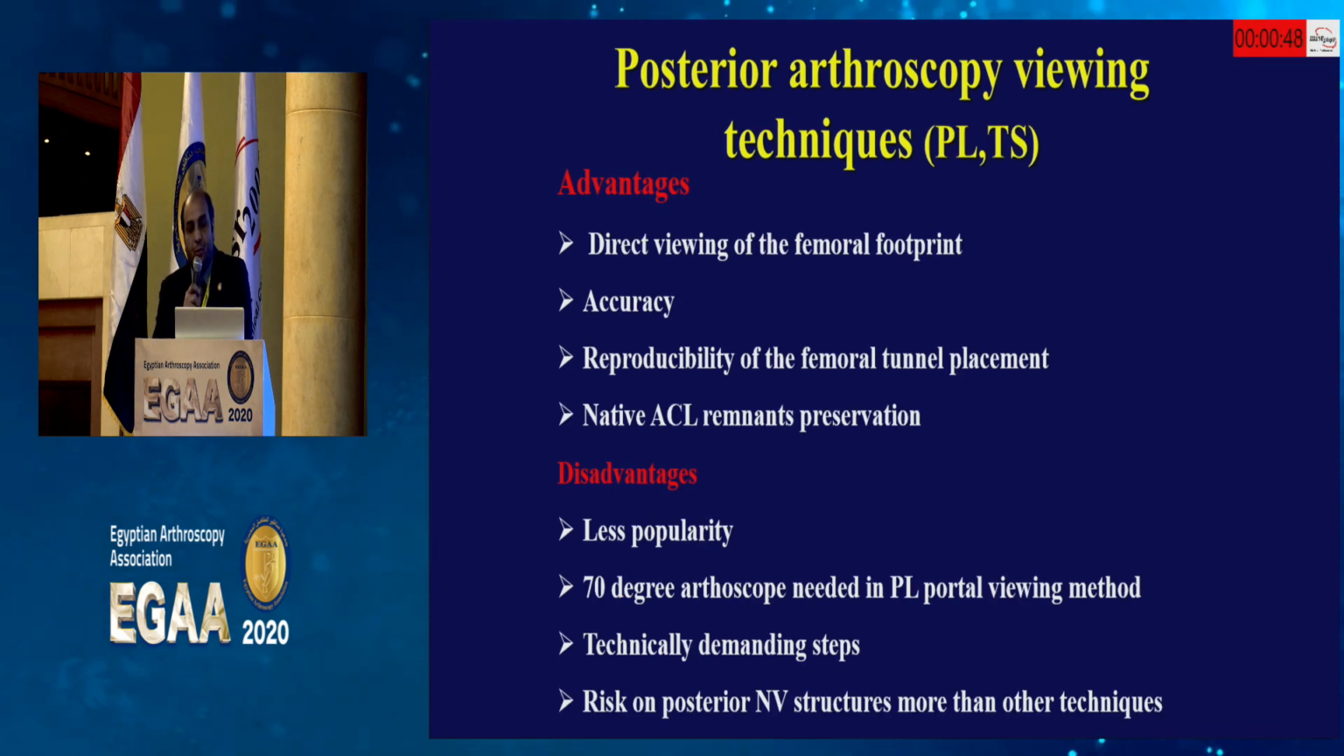The posterior arthroscopy group has the advantages of direct viewing of the femoral footprint, accuracy, and reproducibility. Also, it preserves the native ACL remnant. However, it has many disadvantages like less popularity and being technically demanding with a steep learning curve. In order to use the posterolateral portal viewing method, you have to use a 70-degree arthroscope, which is not common with all arthroscopic surgeons. Also, it has more risk to posterior neurovascular structures than the other techniques.